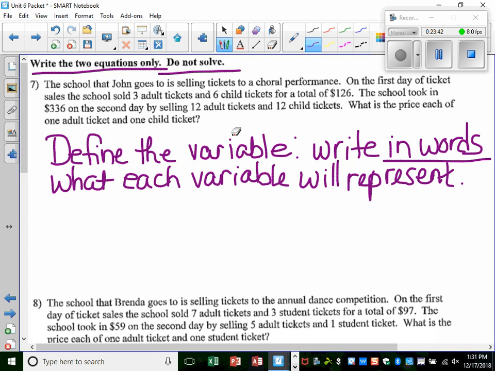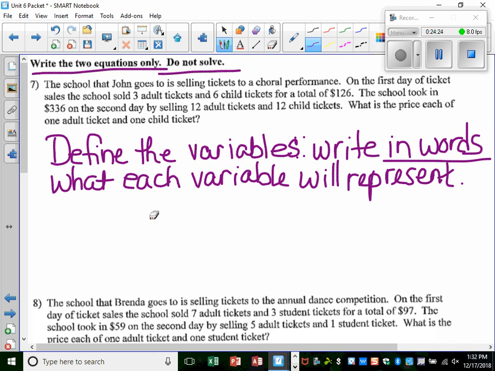Now I want you to get in the habit of knowing what it means to define the variable. Please write this down, because when we have a full day of word problems, the very first thing I'm going to ask you to do is define the variables, and that should have an S on it. What that means is to write in words what each variable will represent. I'm going to model what I mean. Please write this down, because someone later is going to ask me what it means to define the variable, and I'm going to ask you to go back to this page where you wrote it down. So please make sure you have it written down.